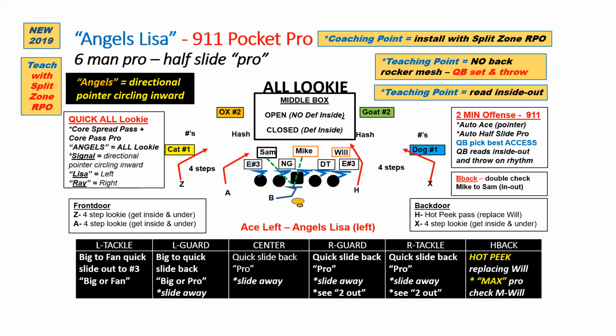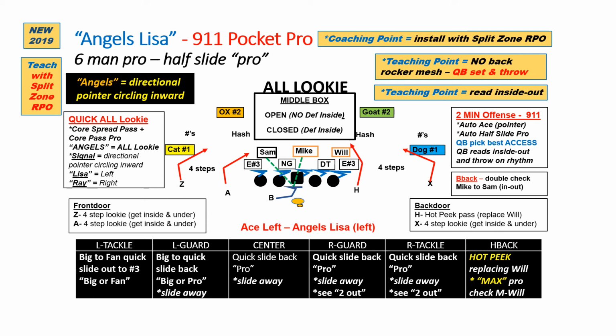The way we call this is we can be really fast. We like to use this as our 2-minute O, hence the name 911. We're going to go ahead and go with an Ace Left, which is just taking our directional pointer upward. And then if we do a circling motion inward, this turns us into Angels, meaning all Lookie. So again, we would add Angels.